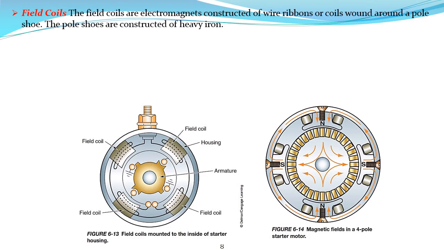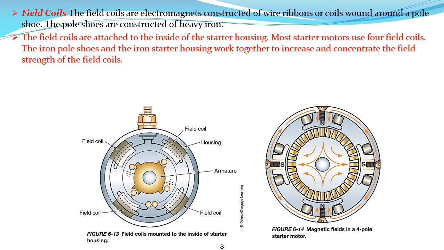The field coils are electromagnets constructed of wire ribbons or coils wound around a horseshoe. The horseshoes are constructed of heavy iron, as we mentioned before. As we explained previously about the coils around the iron strips, and here is one type of winding found in the textbook. The field coils are attached to the inside of the starter housing.